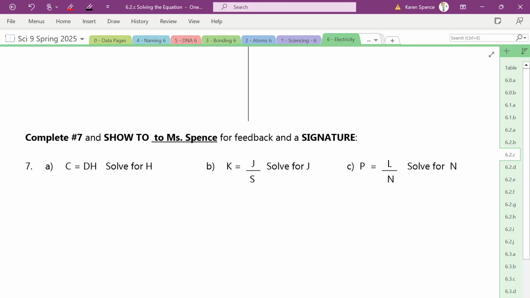How much charge? Okay. And the unit of charge is coulombs. So now you're going to take this equation and you're going to solve it for the unknown, which is Q. So that means to isolate Q.